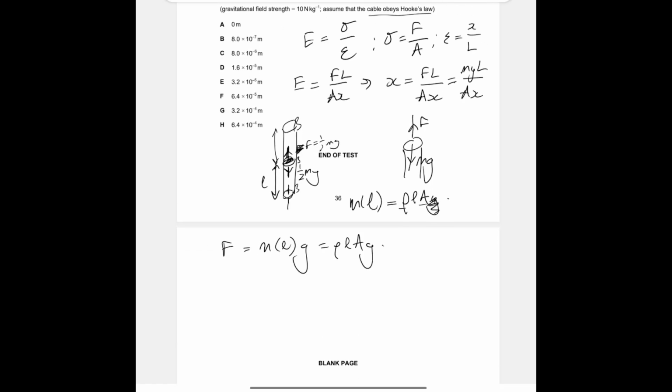Because the force at any point in the wire is going to be the same as the weight of the section of cable below it. Oh, sorry, that's not G there. So it's going to be rho L A g. So the force is proportional to the length. And what did they argue?